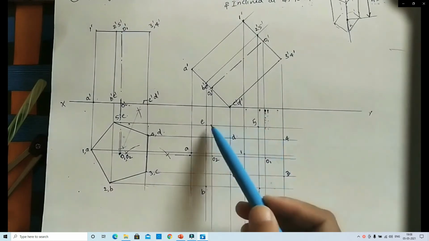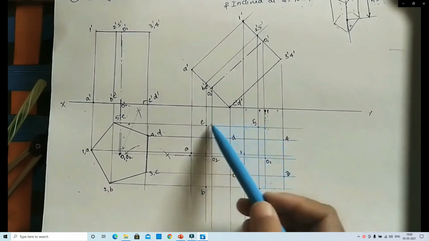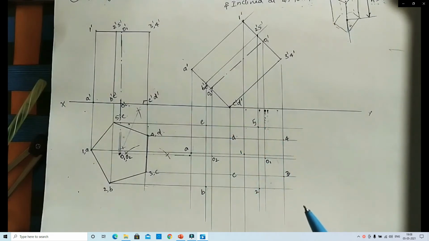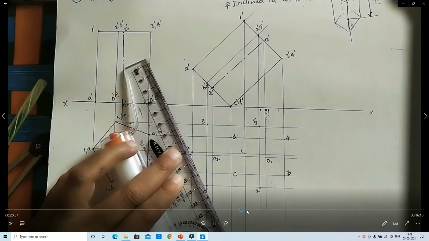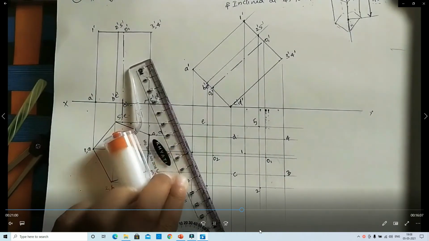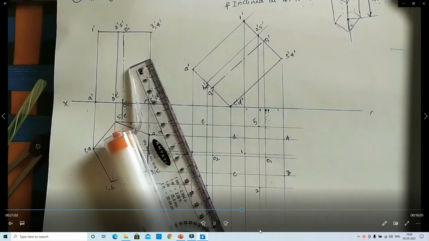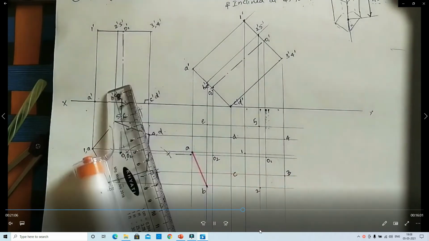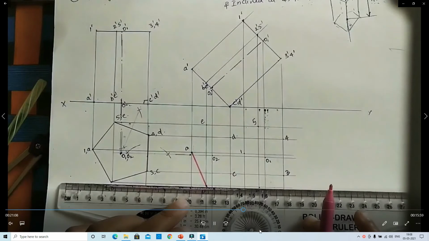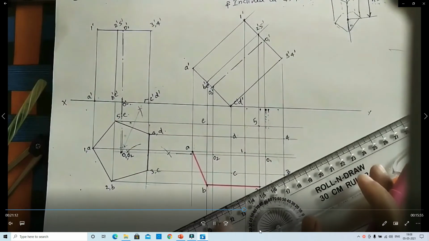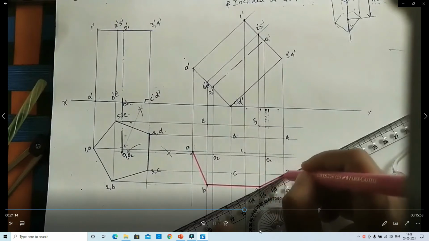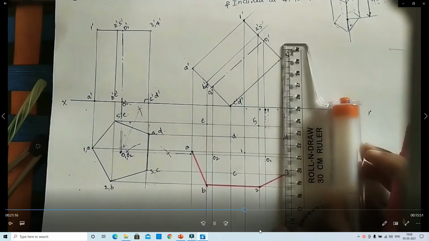Inclination, top view pentagons are visible here. With the help of the scale you draw here in this way. A to B, A to B, B to C. That is the total view.